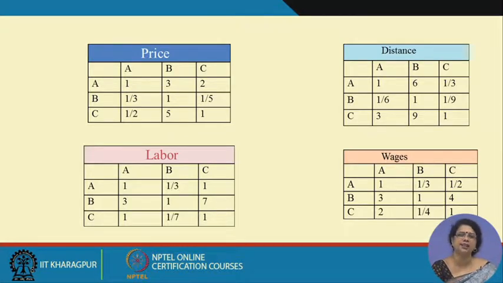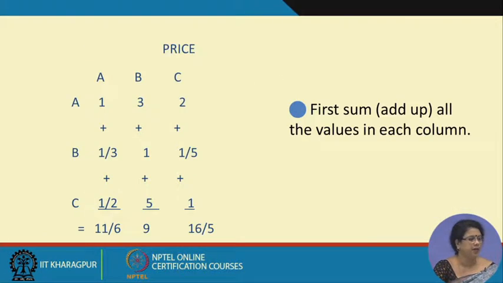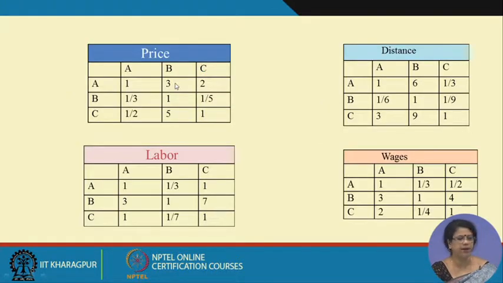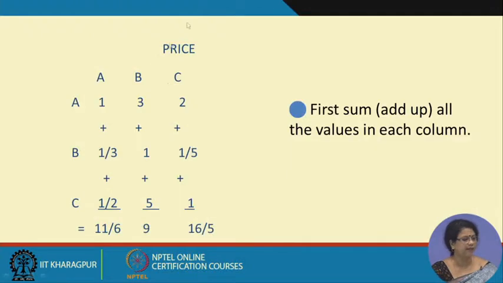Priority vector is nothing but making the ranking, ordinal ranking, or rather cardinal ranking, for the 3 locations A, B, C, with respect to this information in the next step. Now, you see what we have to do for that. For price, let me take the first table. We have the table: 1, 3, 2; 1 by 3, 1, 1 by 5; half, 5, 1.